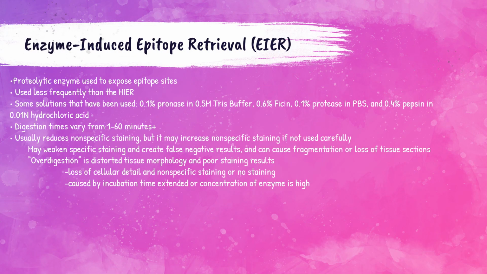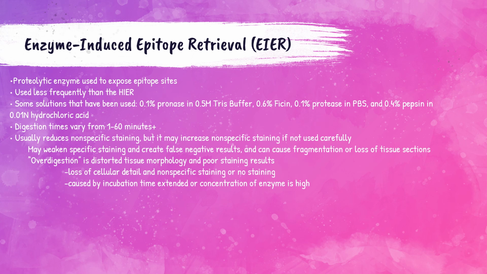Enzyme-induced epitope retrieval, or EIER, uses a proteolytic enzyme to expose epitope sites. Since HIER was created, EIER is used less frequently. There's no universally used proteolytic agent, so a variety of solutions have been used. These include 0.1% pronase in 0.5 molar tris buffer, 0.6% ficin, 0.1% protease in PBS, and 0.4% pepsin in 0.01 normal hydrochloric acid. With each of these proteolytic agents, digestion times may vary.